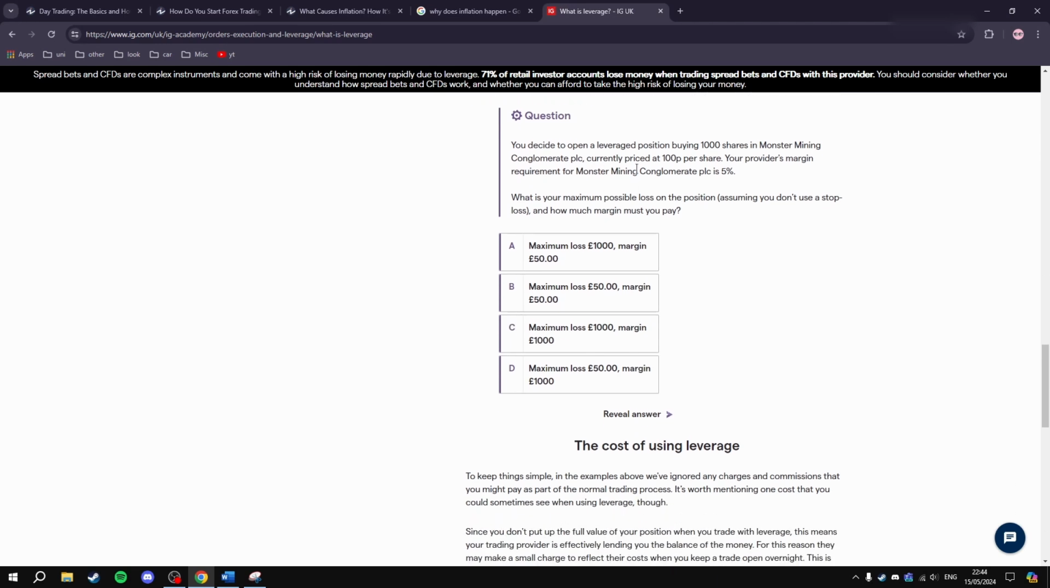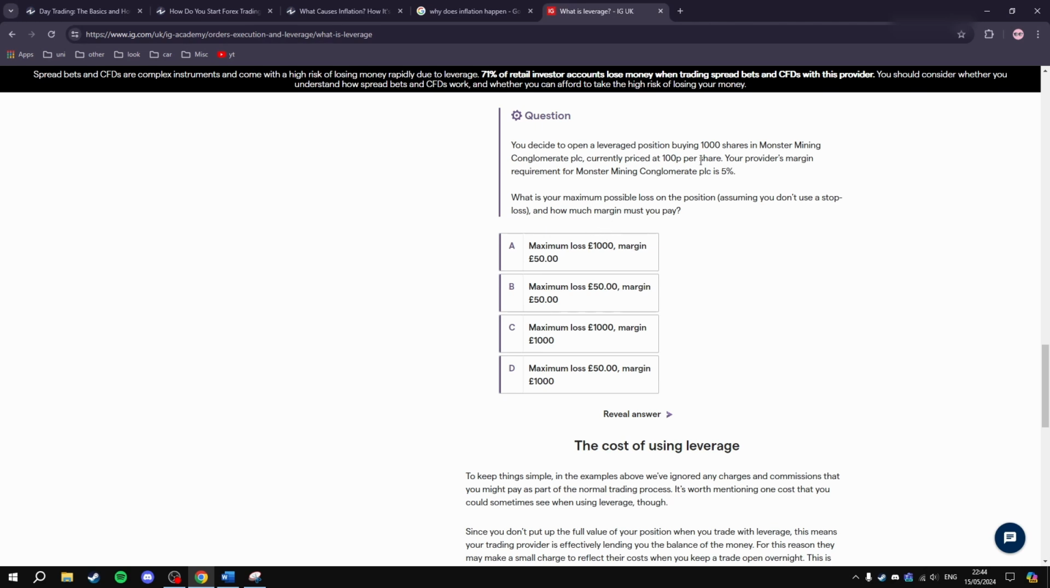You decide to open a leverage position buying 1,000 shares in Monster Mining Conglomerate PLC, currently priced at 100p per share. Your provided margin requirement for Monster Mining Conglomerate PLC is 5%. What's your maximum possible loss on the position, assuming you don't use a stop loss, and how much margin must you pay?